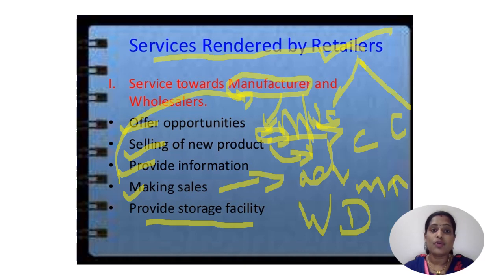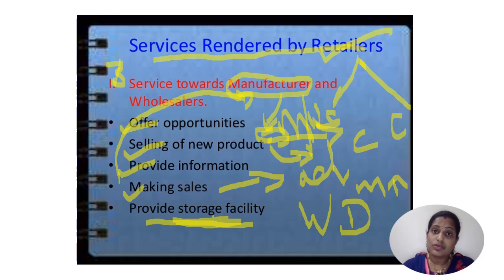The retailer, as I told, goes for purchasing in bulk, that is, in a larger quantity. They bring it, keep it in their godown and store it, and when the demand comes, they go for giving. Even the storage facilities will be provided by the retailer to the wholesaler or the manufacturer. So these are the services rendered by the retailer to a wholesaler or a manufacturer.